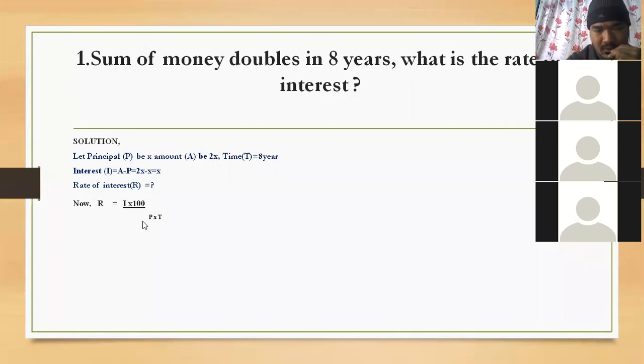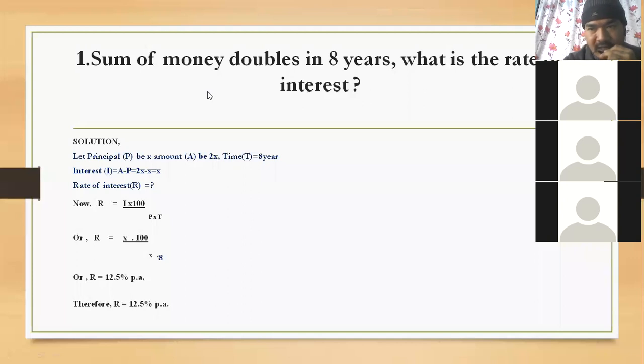It has moved, no problem. It must be below this line only. And when you put the values there, the x will be cancelled. 100 divided by 8, what will come? 12.5% per annum. And this is a word problem, so please don't forget to write the answer. Don't forget to write its conclusion in words. Okay, children.